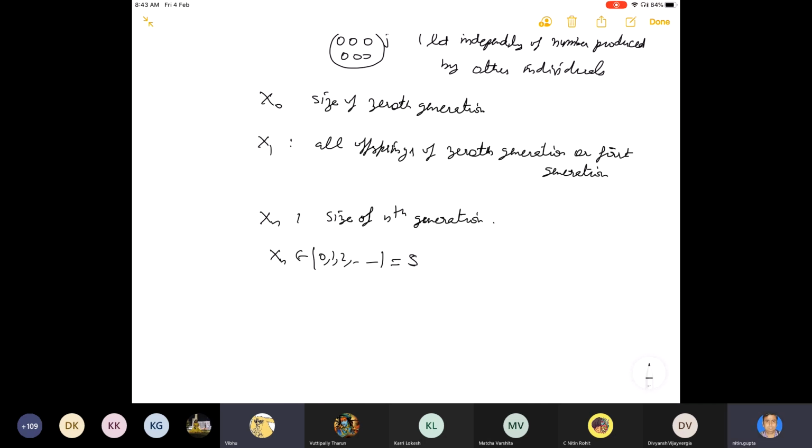Okay, is it a Markov chain? Because the size of the nth generation depends on the size of the (n minus 1)th generation only. How the (n minus 1)th generation has been reached doesn't matter here, because Xn depends on X(n minus 1), not on how that n minus 1 was reached. So therefore clearly Xn is a discrete time Markov chain.